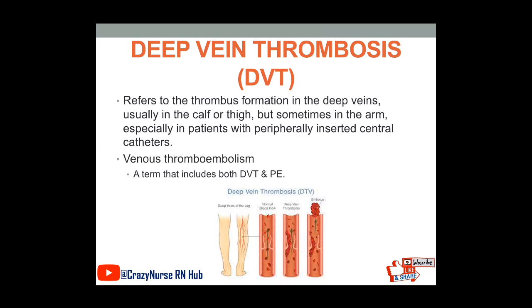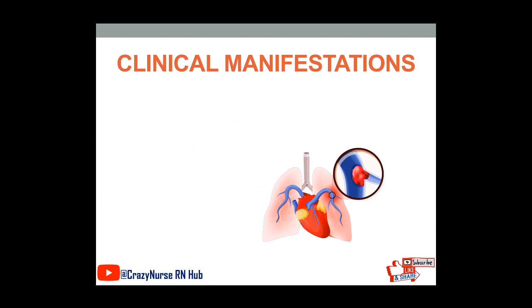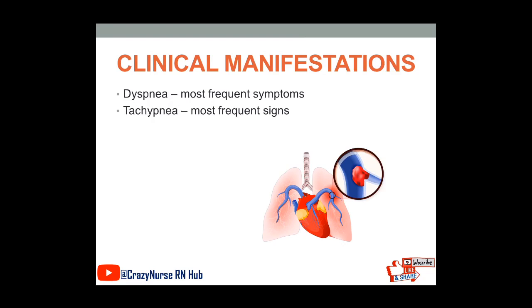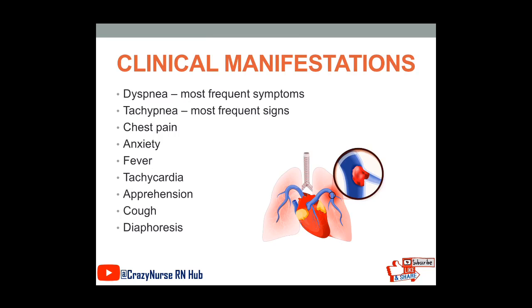Venous thromboembolism. This is a term that includes both deep vein thrombosis and pulmonary embolism. For the clinical manifestations, we have dyspnea as the most frequent symptom. Then we have tachypnea, which is the most frequent sign. Patient might also experience chest pain, anxiety, fever, tachycardia, apprehension, cough, diaphoresis, hemoptysis, and syncope.